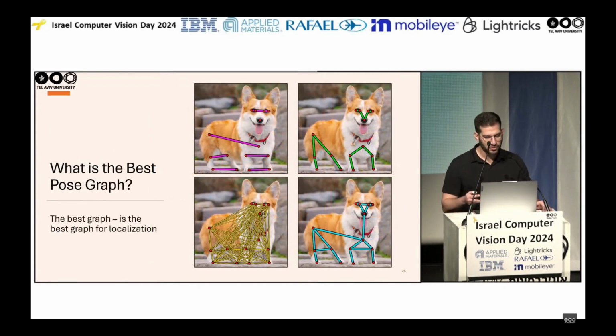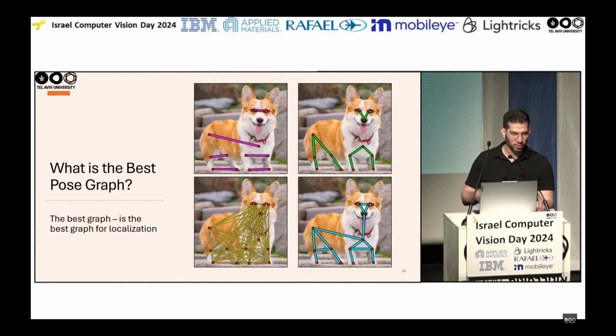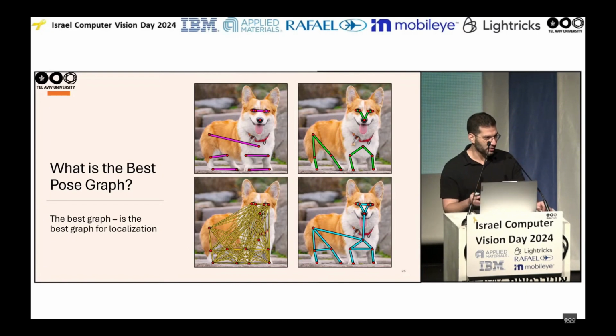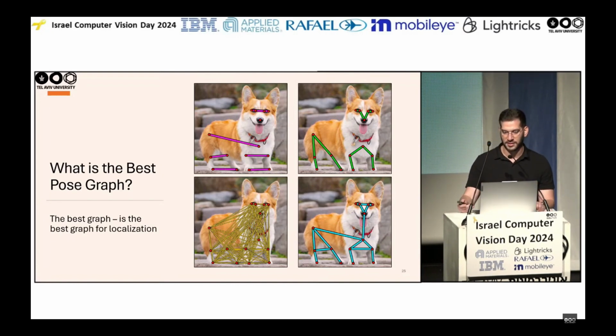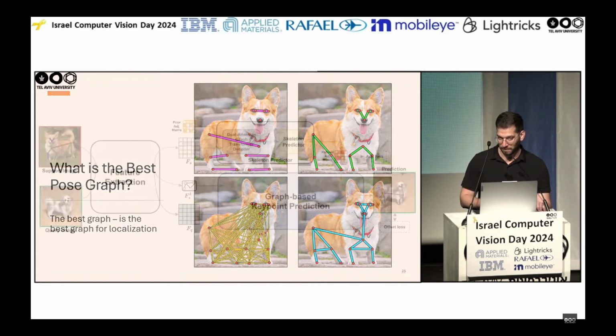So this raises an interesting research question. What is the best pose graph we should use? And the answer depends on the task at hand. For our purpose of localizing key points, the best graph is the one that most effectively aids in localization. So as part of our follow-up work, we developed a new method which predicts the optimal graph for localization.